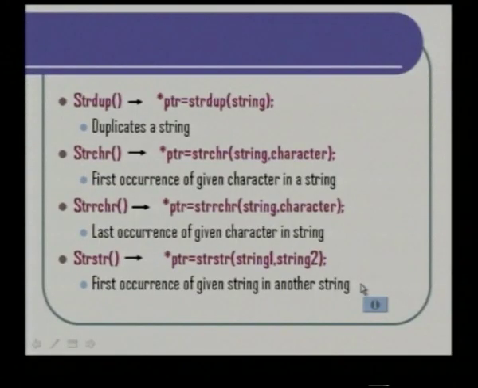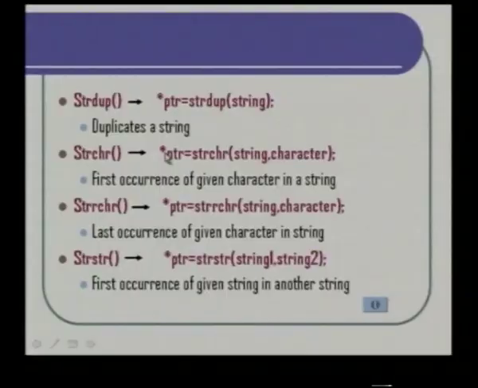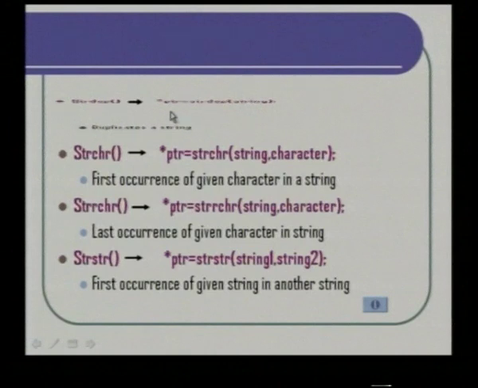Now, the next string function is how to duplicate a string. Duplicate means how to make a copy of the string. Now, here you will ask what is the difference between string copying and this. Here you are not copying the value to another string. Here you are using a pointer variable. You are copying the string into another memory location. So, the string duplication will occupy another set of memory bytes to store the string. That is the reason in the syntax we have this pointer variable, pointer PTR. So, this string will be copied to the memory location which is pointed to by this PTR variable.